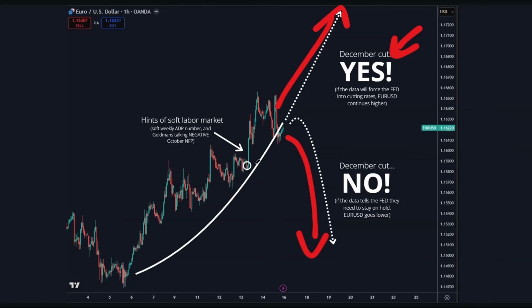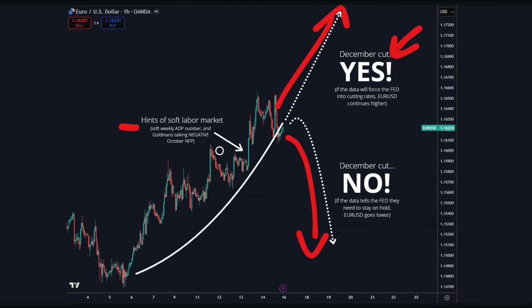Now you can see right here we got hints of a soft labor market with a soft ADP weekly number, and here Goldman's came out with a research note highlighting how the October NFP is likely going to be negative. I'm going to show you this research in a second. But this is cool and handy.